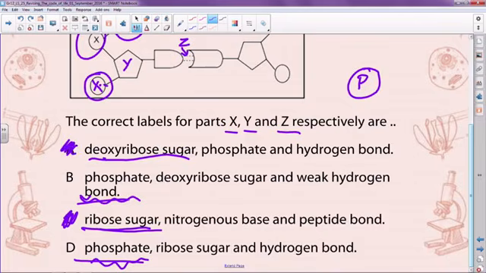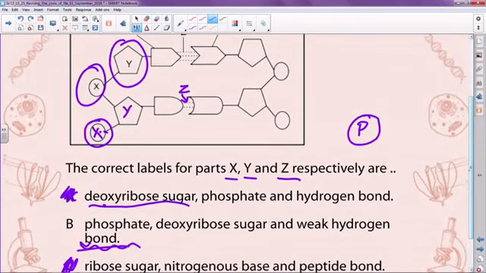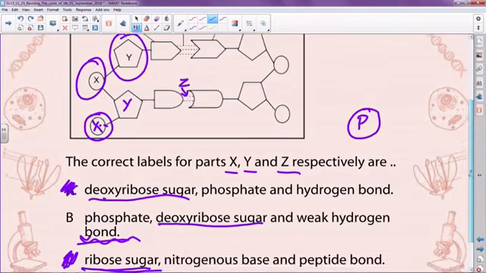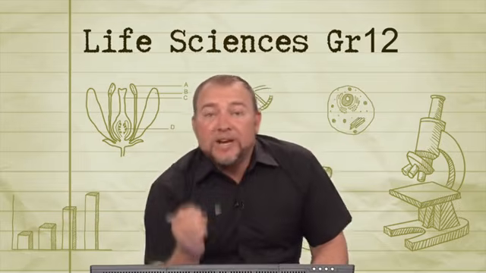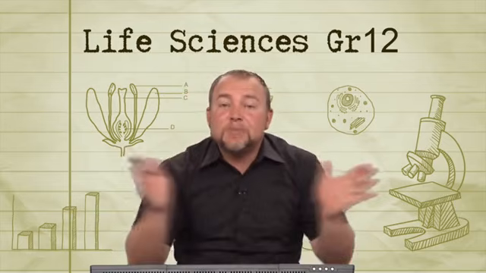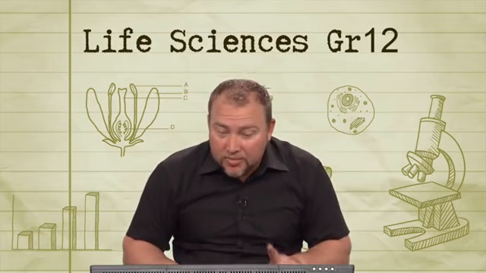Then we need to have a look. It says ribose sugar, and it says deoxyribose sugar, and then lastly, it's got weak hydrogen bond or a hydrogen bond. Now, a lot of places forget about the weak hydrogen bond. It has to be a weak hydrogen bond. If they just put hydrogen bond, they're going to accept it. But I'm telling you now, it's a weak hydrogen bond. It has to be able to split and come together very quickly. Please don't forget that.